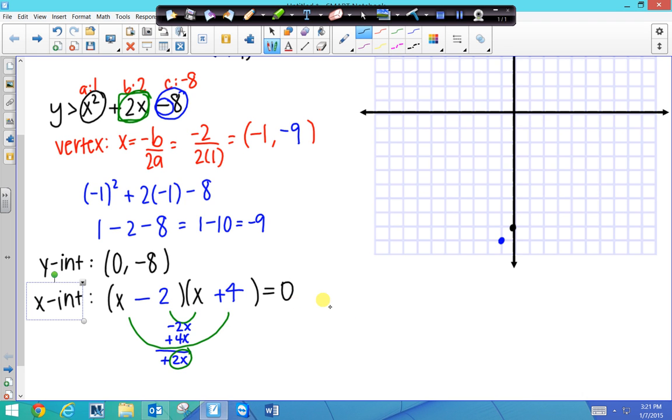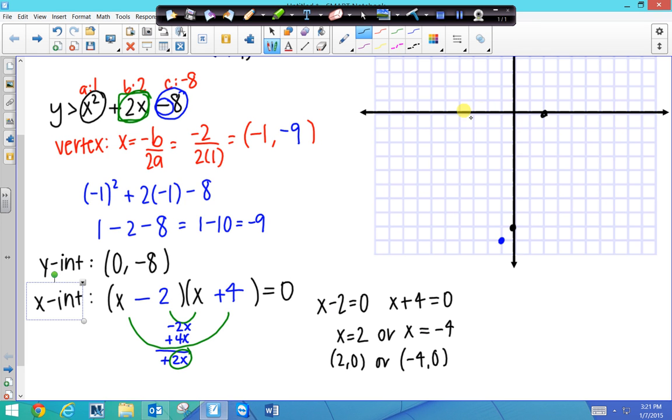To get the actual x-intercepts, we're going to set each factor equal to 0. So we have x equals 2, x equals negative 4. So our points are (2, 0) or (-4, 0). Those are the coordinates here for our x-intercepts. And we know that the axis of symmetry is the line that goes through the vertex, so we can take this point and reflect it to the other side.